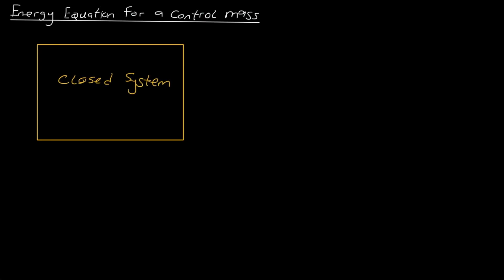Let's say we have a closed system. So, for this system, no mass flows in or out. The system can, however, exchange energy with its surroundings in terms of heat and work. Let's call the net heat flowing into the system Q net, and the net work output of the system W net. According to the law of conservation of energy, energy can neither be created nor destroyed.